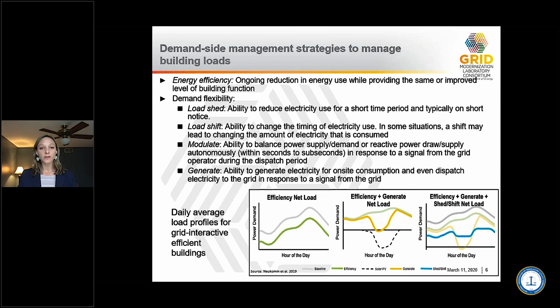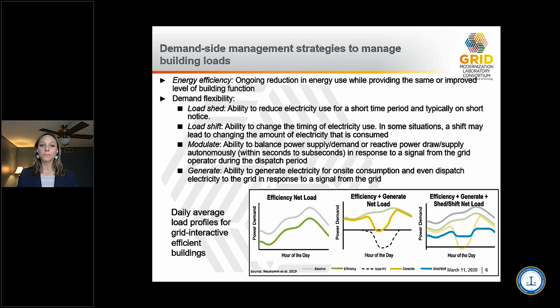Shedding is the ability to reduce electricity use for a short period of time, typically on short notice. Shifting is the ability to change the timing of electricity use. In some situations, a shift could lead to changing the amount of electricity that's consumed. It could also result in more electricity being used during less expensive time periods, and using storage, either thermal, through the building, or through a battery, when electricity prices are more expensive.